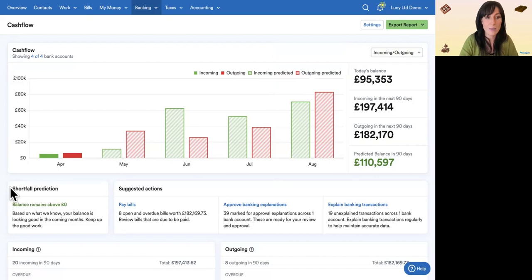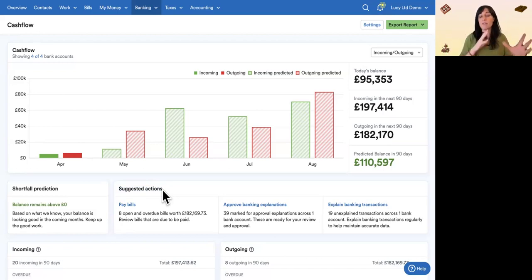So right down here, we've got the shortfall prediction. This is really just a summary statistic that says you're good or you're not good. So we can see here the balance remains above £0. I'm a happy bunny. The next section here is some suggested actions. But before I get into that, I'm going to talk a little bit about where all the data comes from that makes this cash flow what it is.